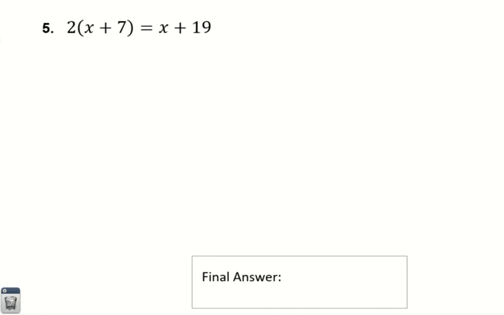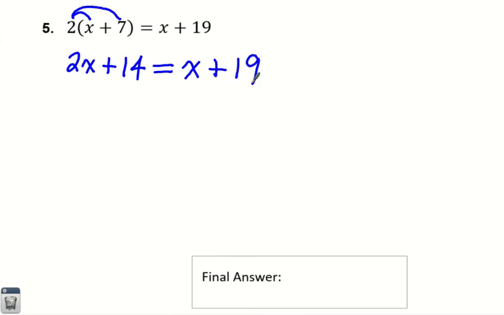Number 5. Well, if you have a bubble to clear, that's probably the first thing you're going to do. You're going to multiply the 2 to the x and the 7. 2 times x is 2x. 2 times positive 7 is positive 14. The right side is x plus 19 still, of course.